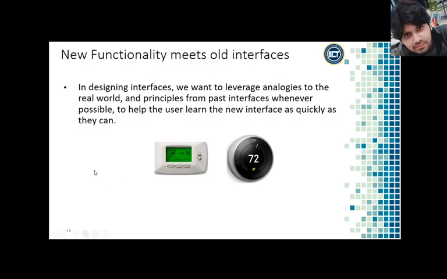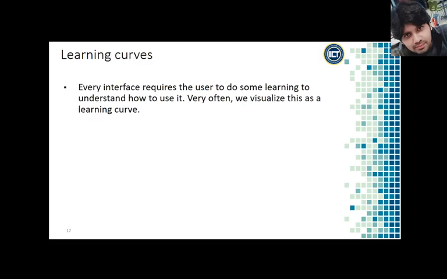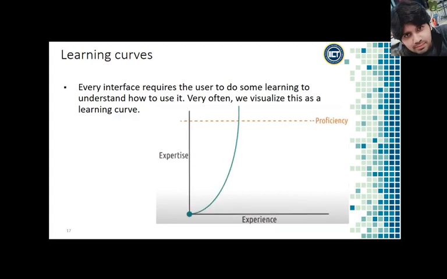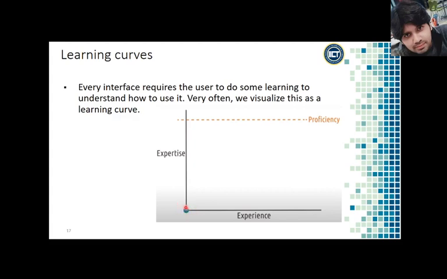Now, making users learn depends on the learning curve. Every interface requires the user to do some learning to understand how to use it. Very often we visualize this as a learning curve, and the learning curve is mostly represented by expertise and experience. Generally, as the user gains more experience, they also gain more expertise, like this. But remember that our assumption is when the user starts, the user does not have expertise and does not have experience. So here our user starts with no experience at all. Our goal is for them to end with an expertise above this line of proficiency.